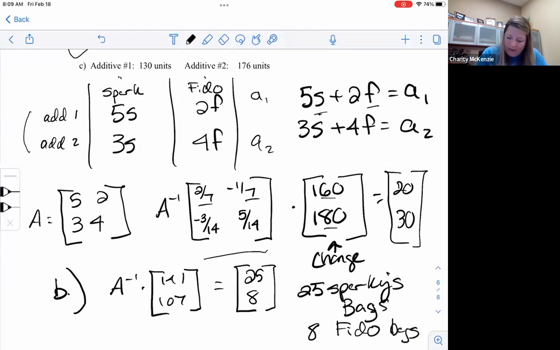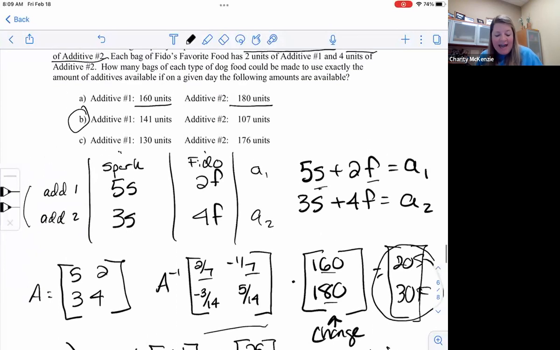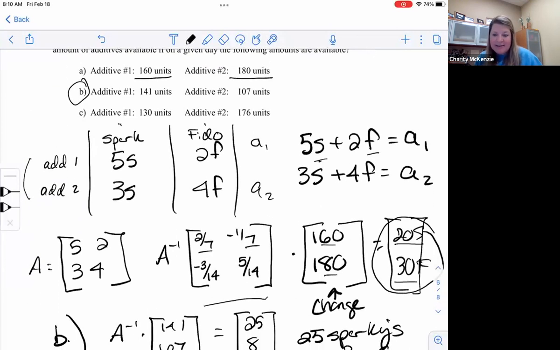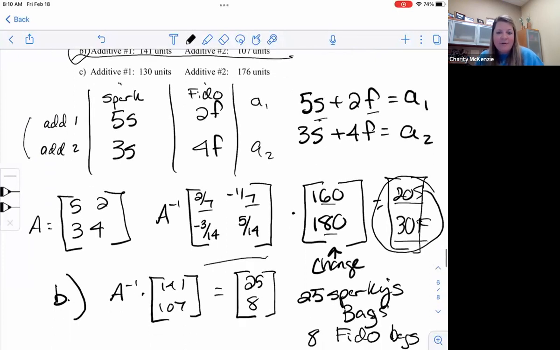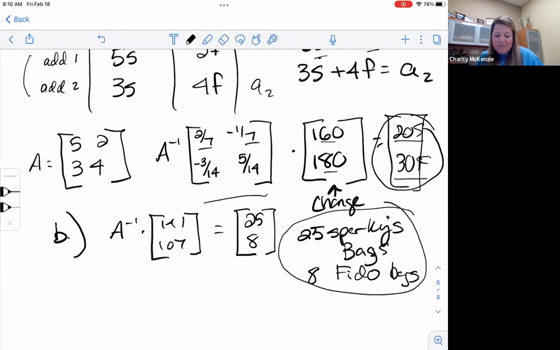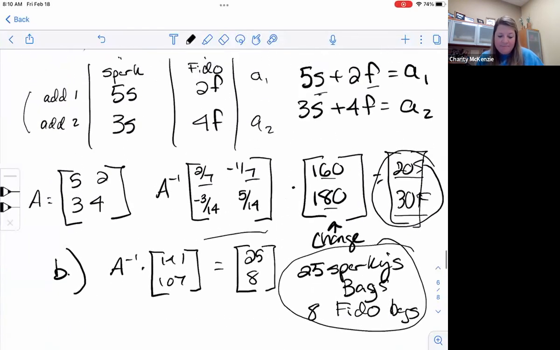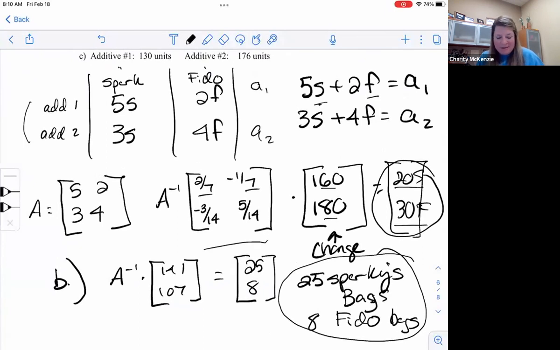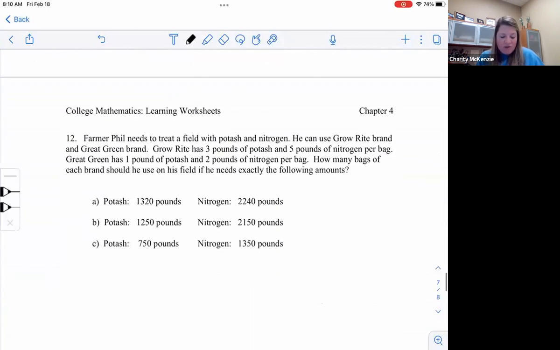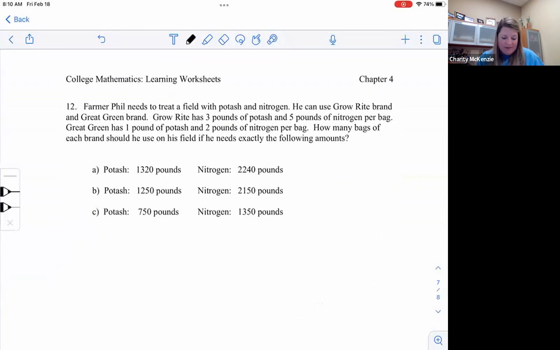And up here, this represented Sparky's and Fido's. And so if we have this much additive, the 160, 180, I can make 20 bags and 30 bags. If I have this much additive, then I can make this much of Sparky and Fido bags. Okay, word problems are going to take us some time. Let's try Farmer Phil's.